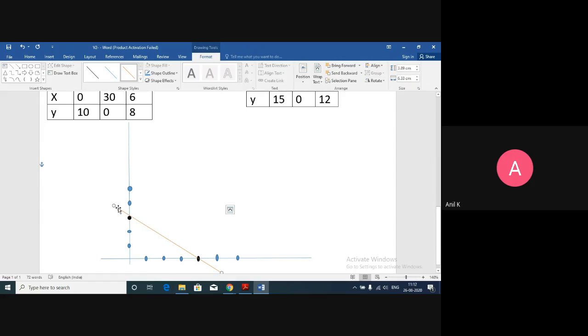Next one is 0, 10, x is 0, y is 10. So this line is moving out of this line. Okay. 0, 10. So where should I go? X is 0, y is 10. This is the point. So this is the line 0, 10. Next 30, 0. 5, 10, 15, 20, 25, 30. So this is 30, 0. And so this both orange colors will be drawn with another line. This is the line.